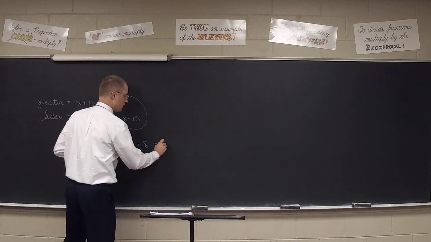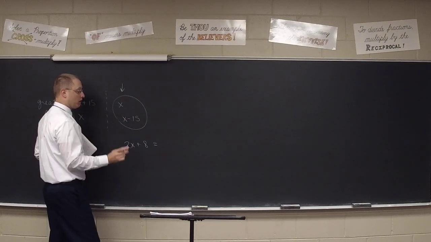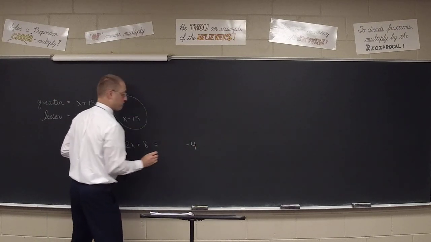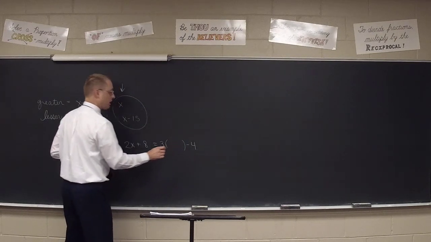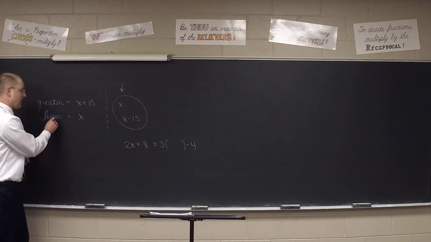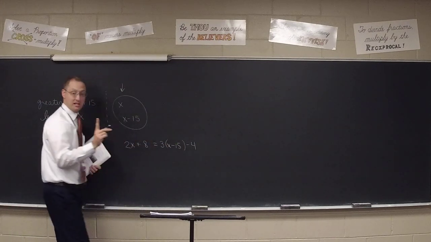3x minus 4. Well, but the lesser number is an x. So 4 less than does mean we're going to subtract 4 from something, and 3 times the lesser does mean I'm going to multiply 3 times the lesser. But the lesser is an x, class. The lesser is 3 times the quantity of x minus 15. Does that make sense now?